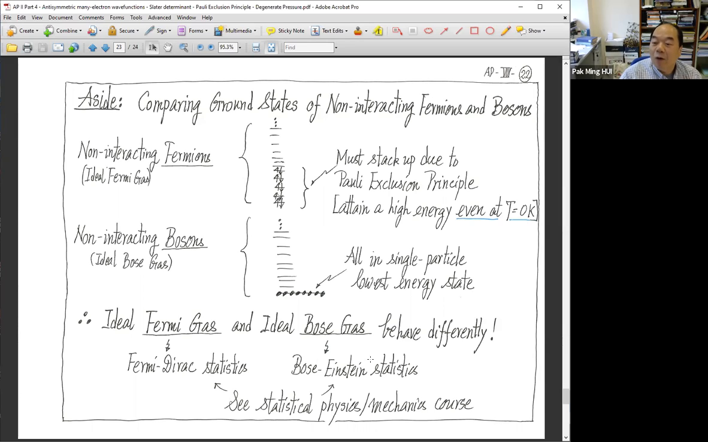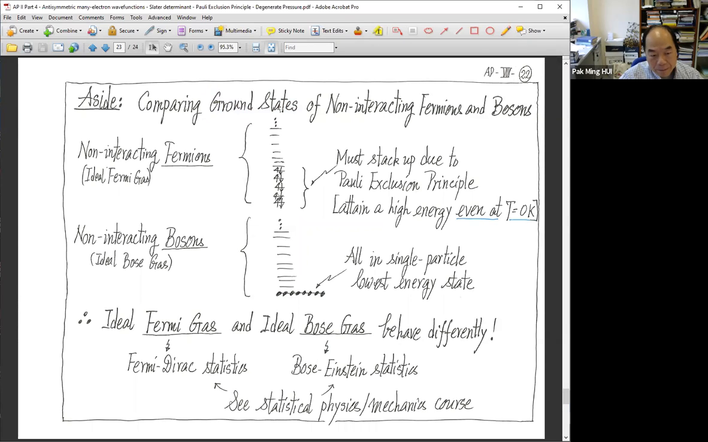Only that one class of particles called fermions, including electrons, make use of the anti-symmetric option. There's another class of particles called bosons. They make use of the symmetric option. Are they behaving very differently? That is the question I want to have a very brief discussion on here. It is easier to see the difference in the ground states.